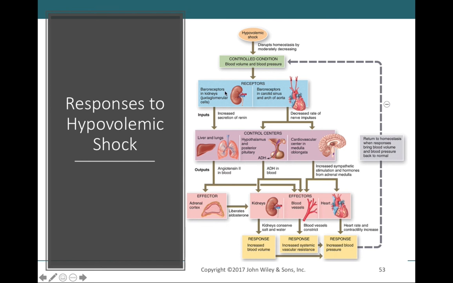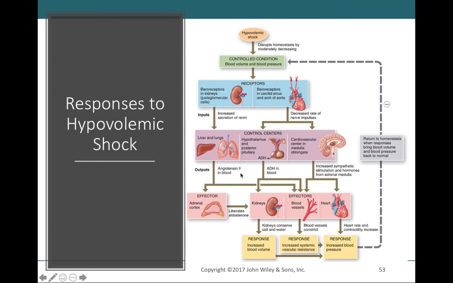The baroreceptors in the kidneys are also going to be sensing blood pressure, and when blood pressure drops going through the kidneys, that's going to stimulate our juxtaglomerular cells to release renin. Renin is going to interact with angiotensinogen from the liver to create angiotensin 1, and then ACE from the lungs is going to turn angiotensin 1 into angiotensin 2. And we've already spoken about angiotensin's major actions also.